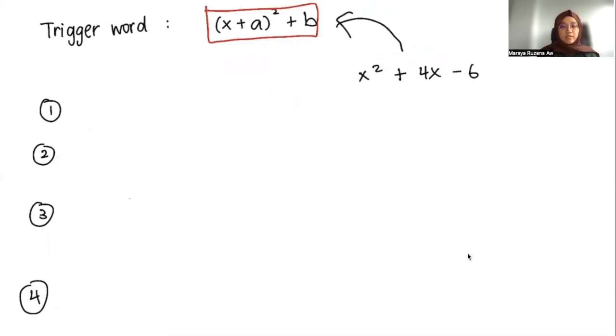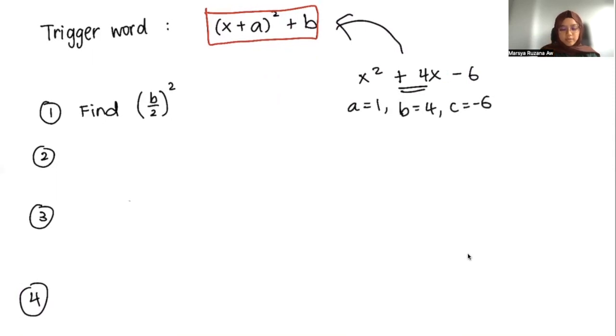The first thing that we have to do is to identify b over 2. We know that b is over here, which is 4. So let's just write everything out. a equals 1, b equals 4, and c equals -6. Always be careful about the negative sign. So for step number 1, we know that our (b/2)² is (4/2)².